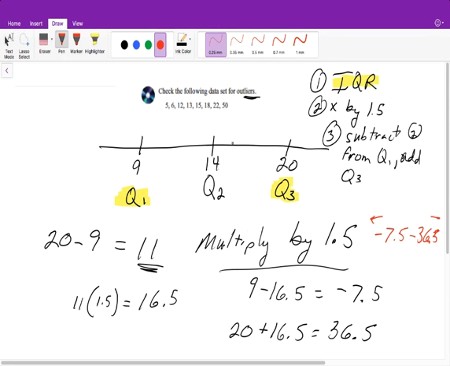So we don't have any negative numbers, so there's no outliers to the left of this. However, 50 is greater than 36.5, so that means 50 is an outlier. Right? 22.5 is less than 36.5, so it is not an outlier. So the only outlier that we have here is 50.